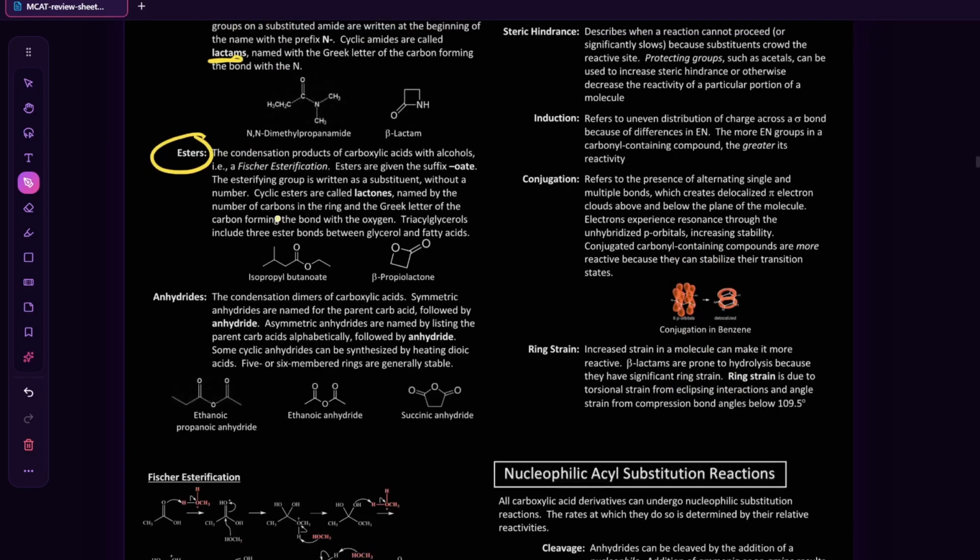So then we have esters. Esters are the condensation products of carboxylic acids with an alcohol, and that whole process is called Fischer esterification. Esters are given the specific suffix -oate, and the esterified group is named as a substituent without a number. Cyclic esters are called lactones, and they're named by ring size plus the Greek letter of the carbon bonded to the ring oxygen. Triacylglycerols, the fat stored in your body, are simply glycerol linked to three fatty acids through three separate ester bonds. So there are examples of them.